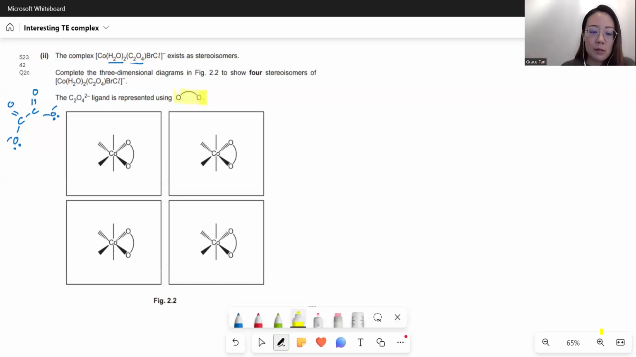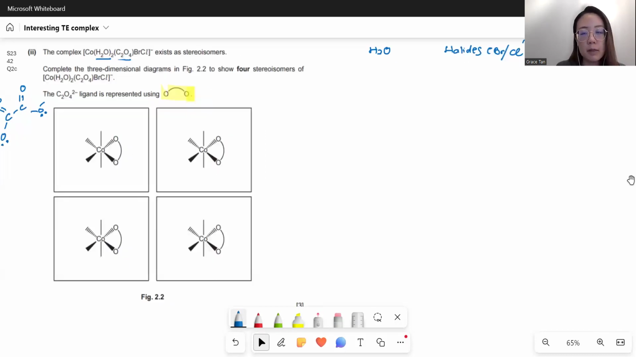Now, we're going to do this in a very structured, orderly manner. So first, I'm going to draw a table. We have the H2O, and we have the halides. So the halides, which is the bromine and the chlorine. If you can see on the top right corner, I've just written bromine and chlorine, that's it. Maybe I just shift to the left a bit, then you can see.